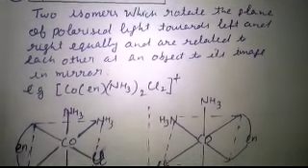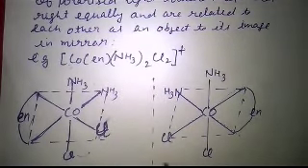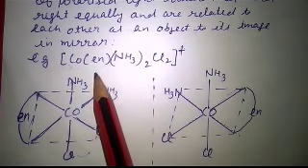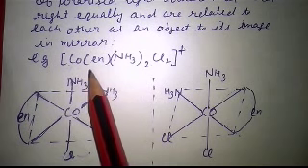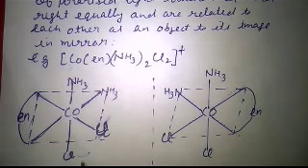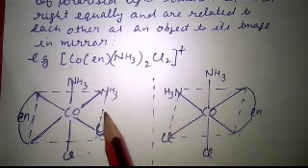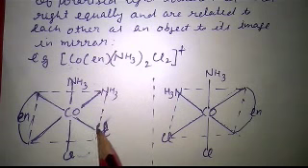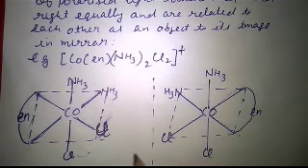For example, there is an example of the dichlorobis(ethylenediamine)cobalt ion. In this optical isomerism, both D and L are mirror images of each other. So these are called optical isomers.